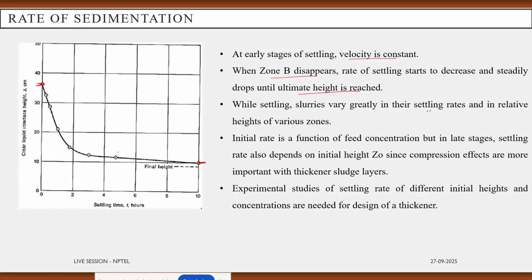Slurries vary greatly in their settling rates and in relative heights of various zones. So, initial rate is a function of feed concentration, but in the last stage, settling rate also depends on the initial height Z0, since compression effects are more important with the thickener sludge layer. Experimental studies of settling rate at different initial heights and concentrations are needed for design of a thickener. The design of a thickener we will discuss in the next class.